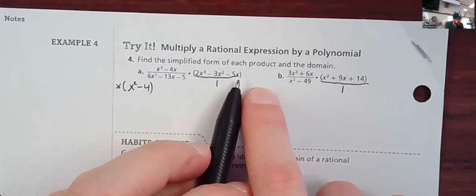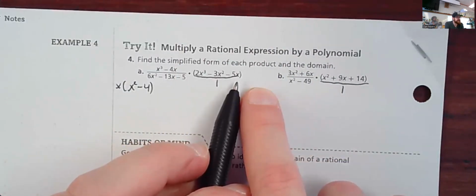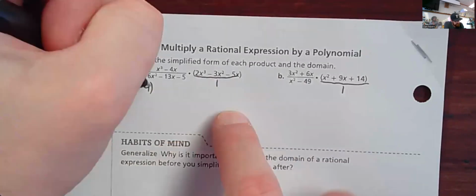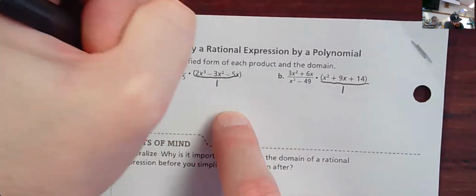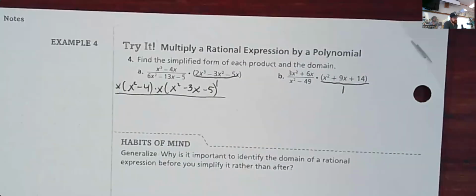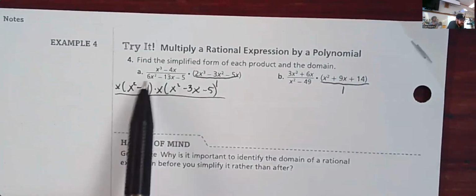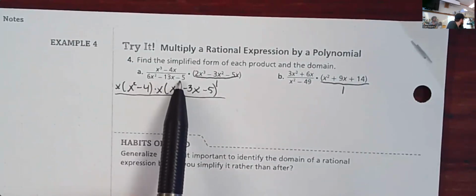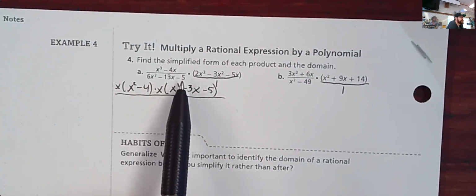2x cubed minus 3x squared minus 5x. I think an x divides out of that one as well. That'll be times x, and then we'll have x squared minus 3x minus 5. And then on the denominator, let's see, 6x squared minus 13x minus 5. Oh, this is going to be a slip and slide one. So we might have to do some side work on this one.